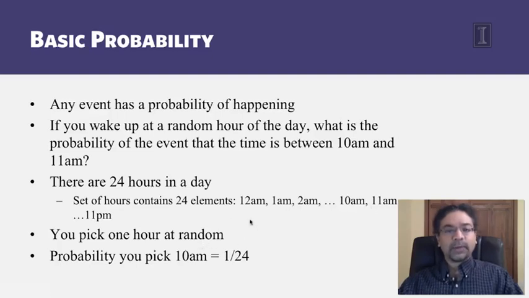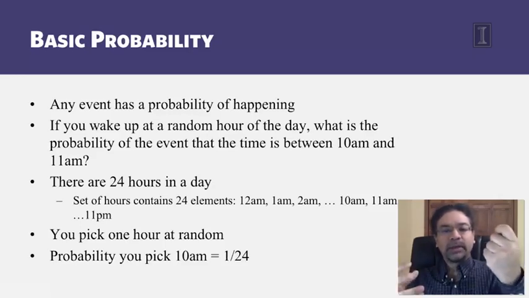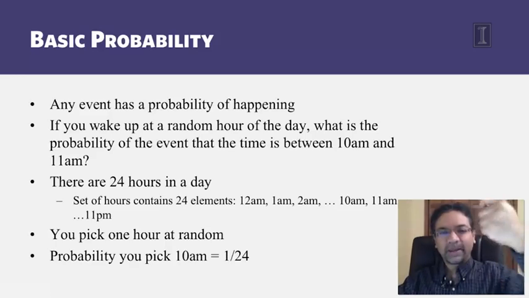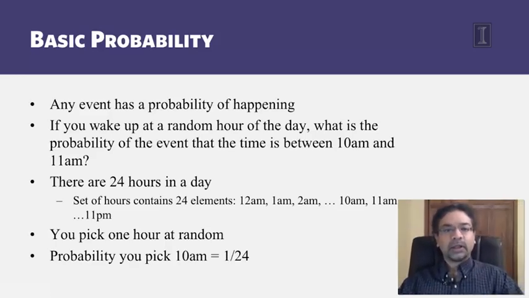Out of this set of 24 elements, you pick one at random, and the probability that you're going to pick 10 a.m. is essentially 1 divided by 24, because there are 24 elements in the set, and you want to be lucky enough to pick that one special element, 10 a.m. So the probability that if you wake up at a random hour of the day, the time is between 10 a.m. and 11 a.m., is 1 over 24.